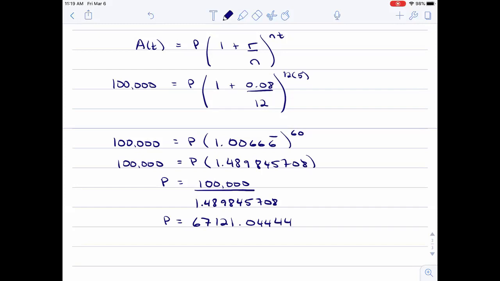So here, this 6 is repeating though, so that's going to make a difference, right? So you want to start all the way from here, 0.08 divided by 12 plus 1 to the power of 60. That's going to get you this one. And then 100,000 divided by this one, but it keeps going. Right? So yeah, that's the tricky part when you're dealing with money.